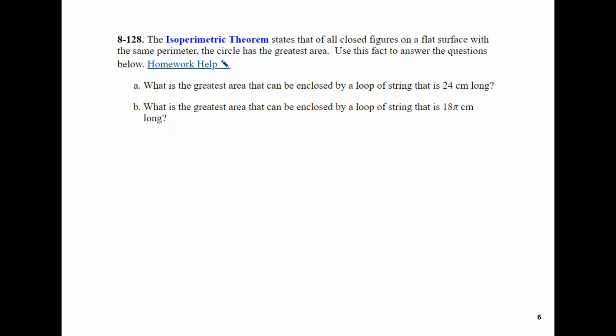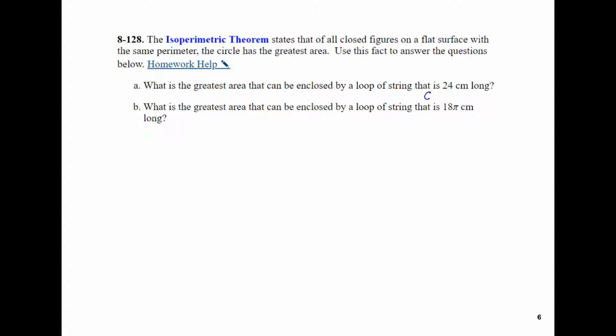8-128 says the isoperimetric theorem states that of all closed figures on a flat surface with the same perimeter, the circle has the greatest area. Use this fact to answer the questions below. A. What is the greatest area that can be enclosed by a loop of string that is 24 centimeters long?